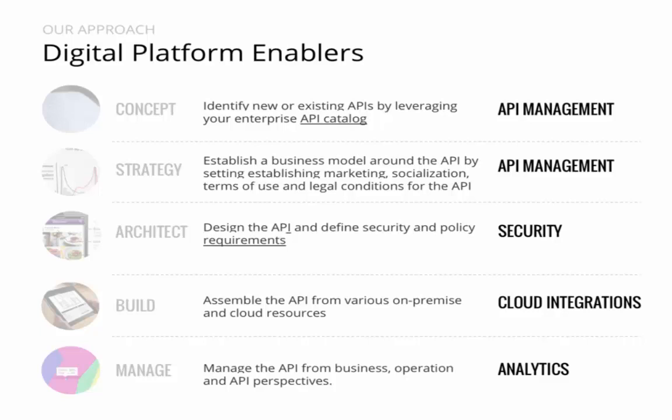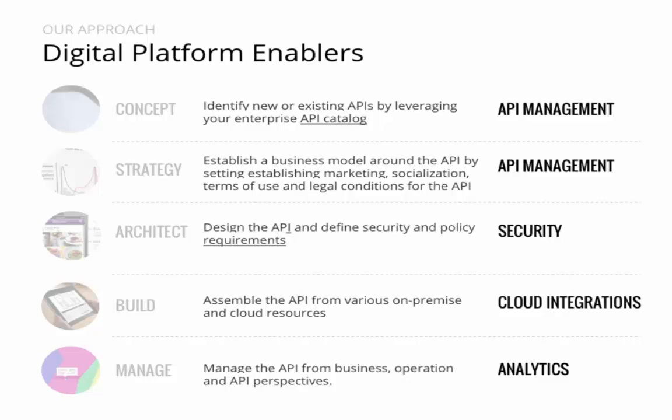All right, thanks, Tom. So throughout the process that Tom defines, there are digital platform enablers to help make that process run more smoothly. For example, in the concept phase, when you're trying to think of things that you can build and how to transform, you need to have a tool to enable you to identify new or existing APIs, and you can do this by leveraging an API catalog, and we'll talk a little more about what that entails later. That's usually part of your digital platform's API management capability.